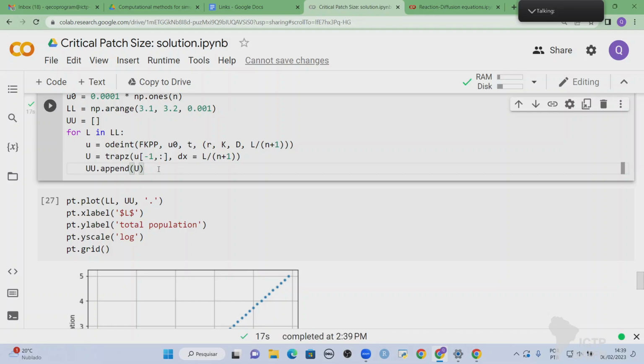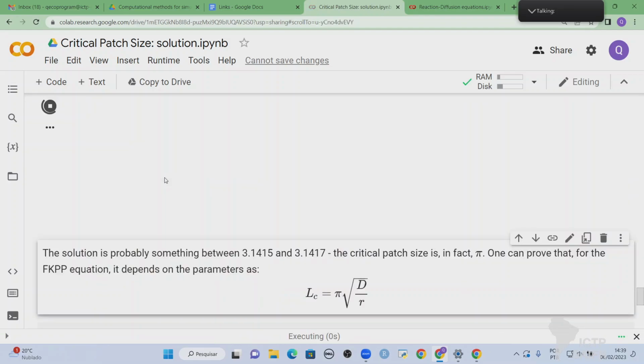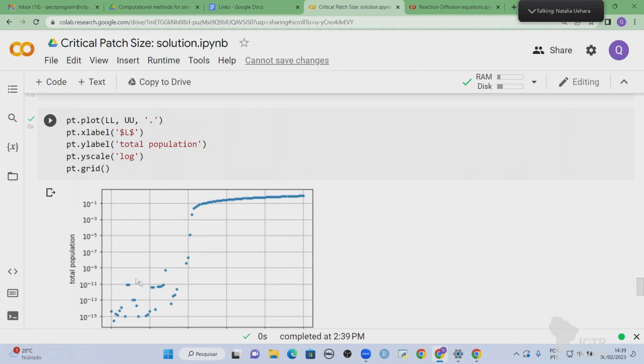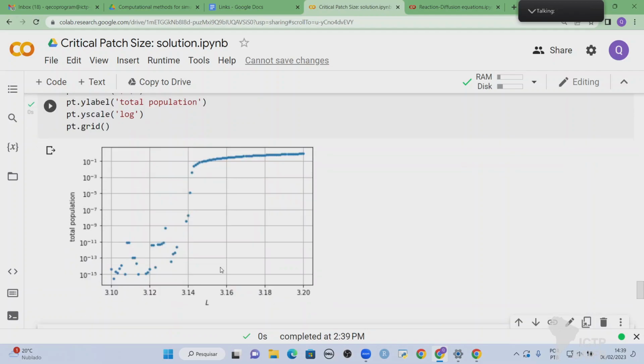Let's see what happens here. And you see here you have a lot of 10 to minus 11, so this should all be numerical noise, okay? So this is extinction. But now here, a little bit over 3.14, the population is not 0 anymore. You see, it is small here, but not 0, you see? So this critical patch size should be maybe a little bit over 3.14 or something like that, yeah? Okay? Are you convinced by that?